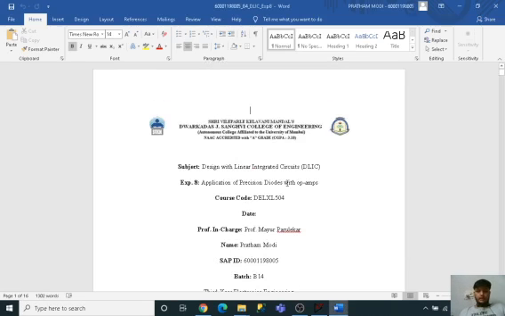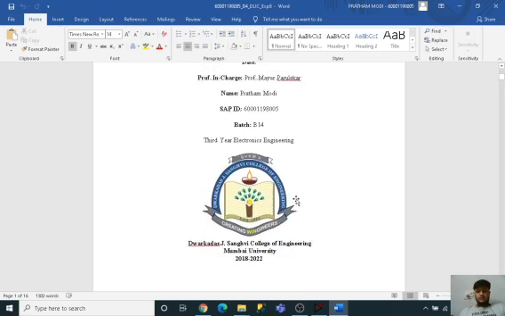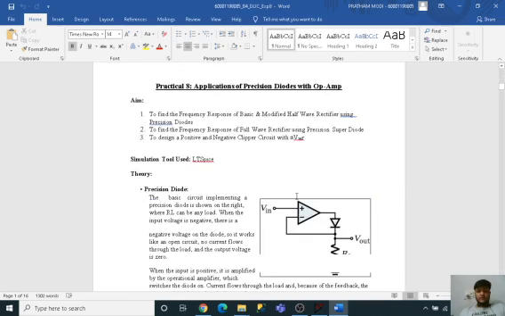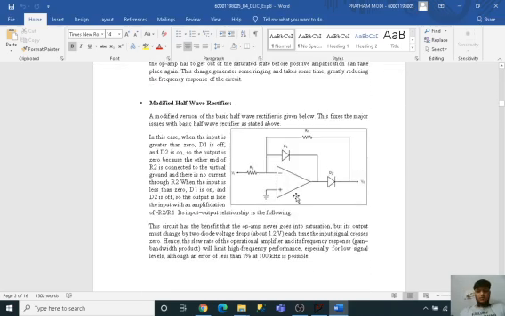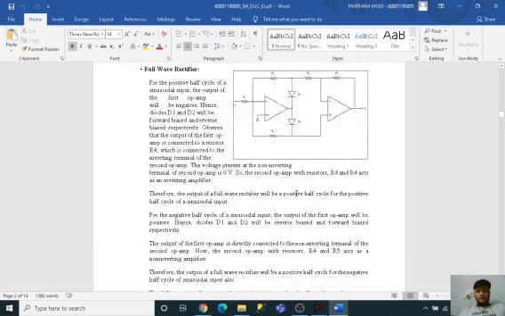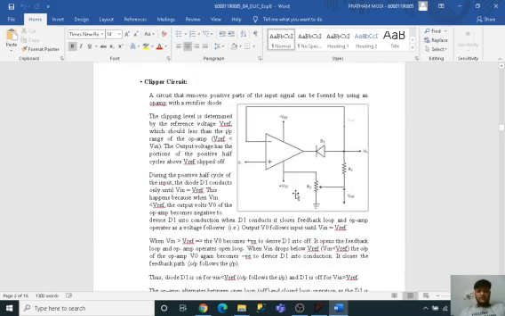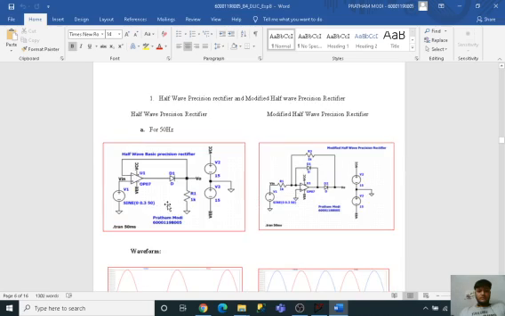Hey guys, welcome back, and in this experiment we will be designing applications of precision diodes along with op amps. So the first application is a half wave rectifier. We have seen rectification already. What happens in a half wave precision rectifier is that the schematic looks like this over here.